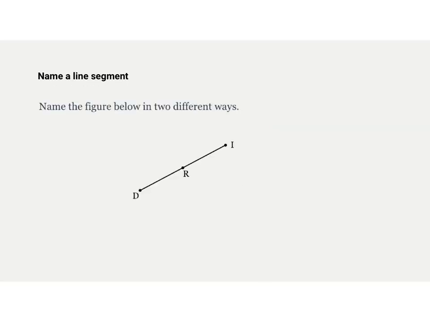Now, what you'll need to do in tonight's work is you need to name a line segment. So the way you name a line segment is just like a line, only it does not have arrows on the ends. It has letters on those points, and you can name it in two different ways. You can name it DI with the line over it, or you can name it ID with the line over it. Don't name it by the middle because then you wouldn't be giving the entire length. The entire length is DI. Or ID.